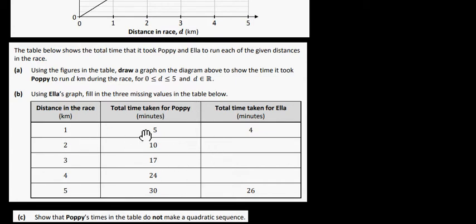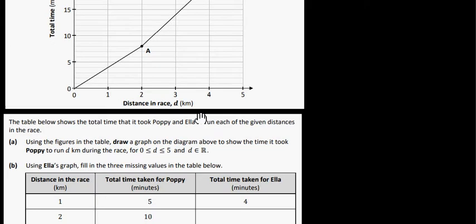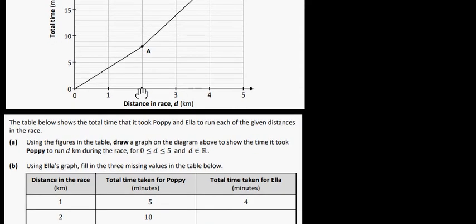So let's do that. We have 1, 5 and 2, 10. So let's see, we have 1, 5 and 2, 10. We'll do it in this color here. So a distance of 1 kilometer, 5 minutes. So 1 kilometer, 5 minutes, we need to put a point here. 2 kilometers, 10 minutes, so we've got 2 here and 10 here.